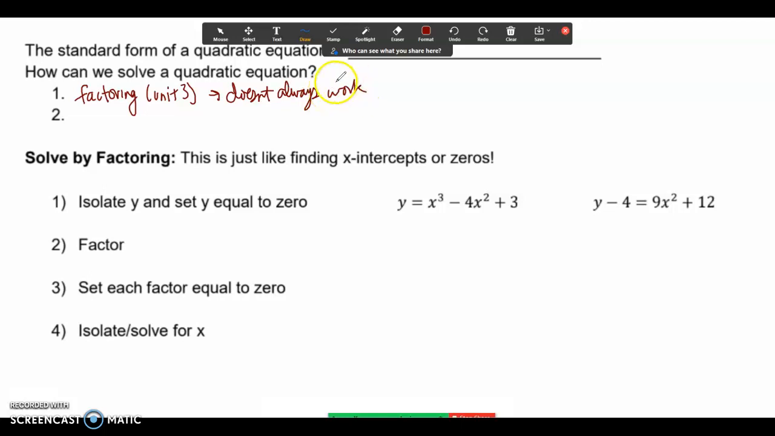You know how there are times where we tried to do the ACB tree, but we couldn't find anything that multiplied to A times C but added to B. So when factoring doesn't work, we have the quadratic formula. That's section 4.2. This always works.